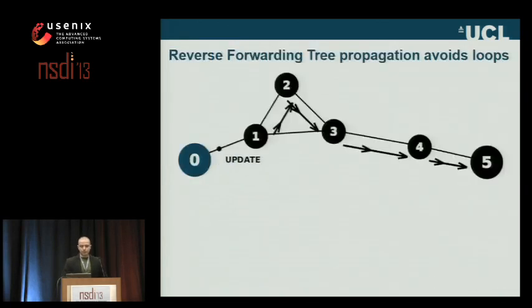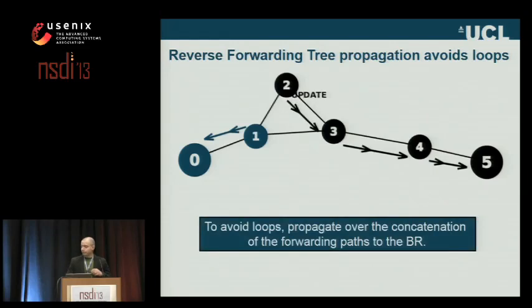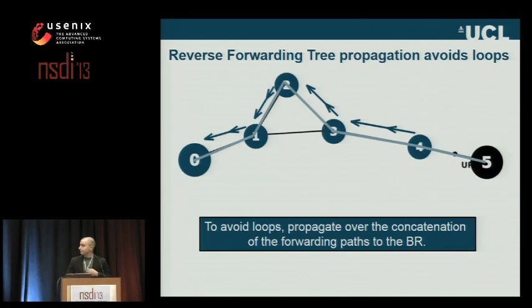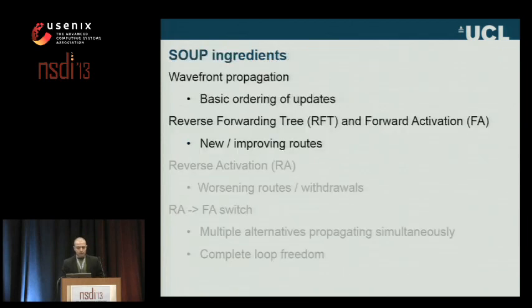How can we enforce this? Well, simple. We'll propagate updates along the concatenation of the forwarding paths to the border router that originated the update. We call this the reverse forwarding tree, and this is the RFT rooted at 0. This is what SOUP uses to send new and improving routes. This is nice because using the RFT now we can propagate improving information in a completely distributed loop-free manner, providing that the network topology is stable during propagation.